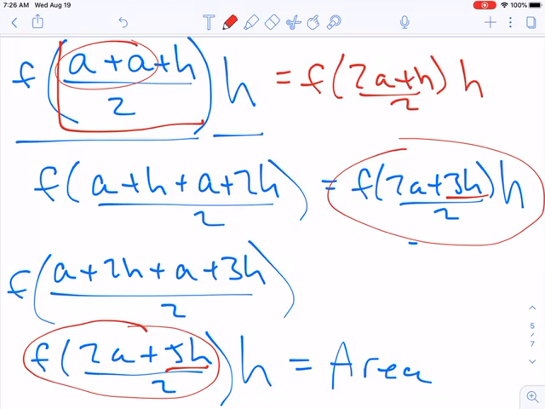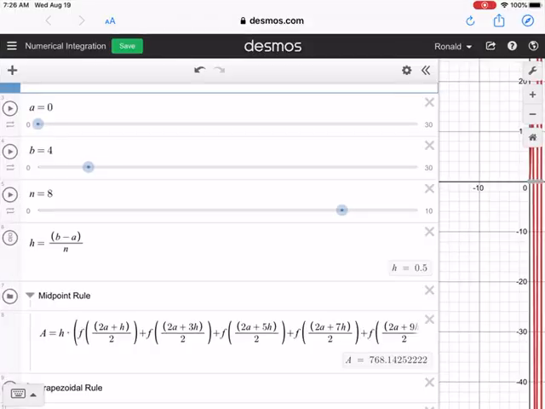Now, in a lot of your problems, it's going to ask you to do h equal to 6, or h equal to 8, or h equal to 10. So we're going to set this up in Desmos to do it. So I'm going to go to Desmos. And so you're going to have access to this.